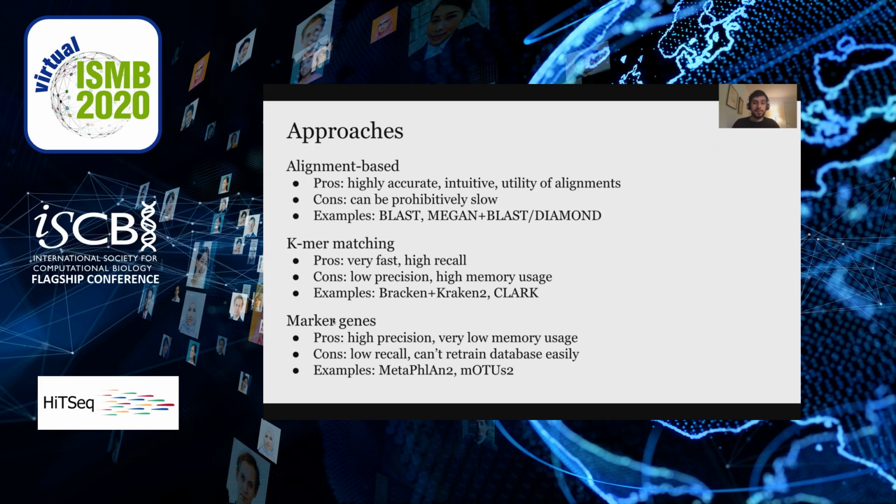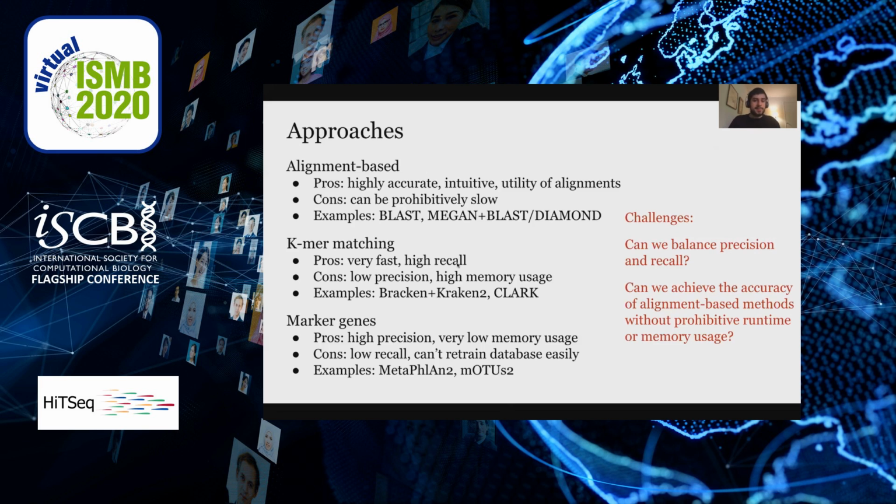Marker genome-based approaches attempt to perform alignment, but only against a subset of genes called marker genes that help you differentiate between the different organisms. So these methods are often high precision and use low memory because they only have to store a reference of the marker genes. But some of the cons are low recall because you can't always align reads specifically to these marker genes, especially with low abundance organisms. And it's difficult to retrain a custom database, which some people are interested in doing. So examples are Metalign-2 and MOTUS-2.